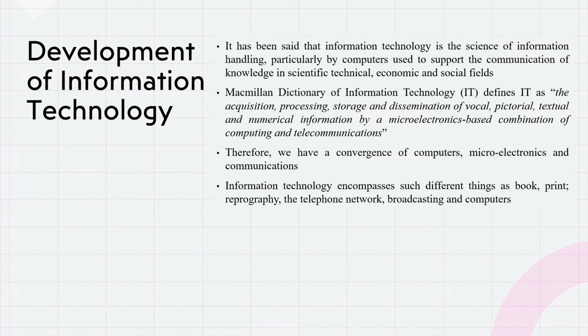To understand what exactly information technology is, it has been said that information technology is the science of information handling, particularly by computers, used to support the communication of knowledge in scientific, technical, economic, and social fields. The Macmillan Dictionary of Information Technology (IT) defines IT as the acquisition, processing, storage, and dissemination of vocal, pictorial, textual, and numerical information by a microelectronics based combination of computing and telecommunications.